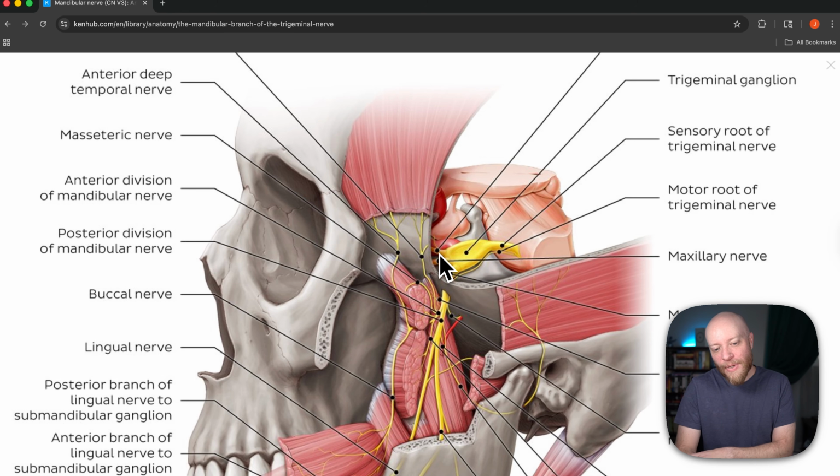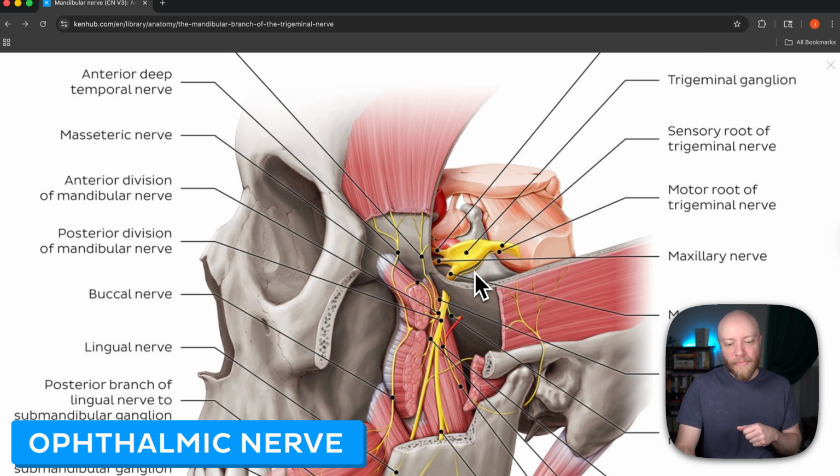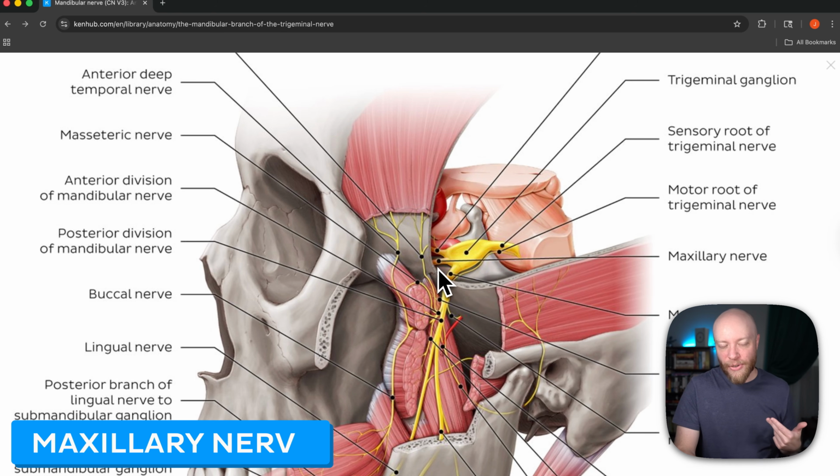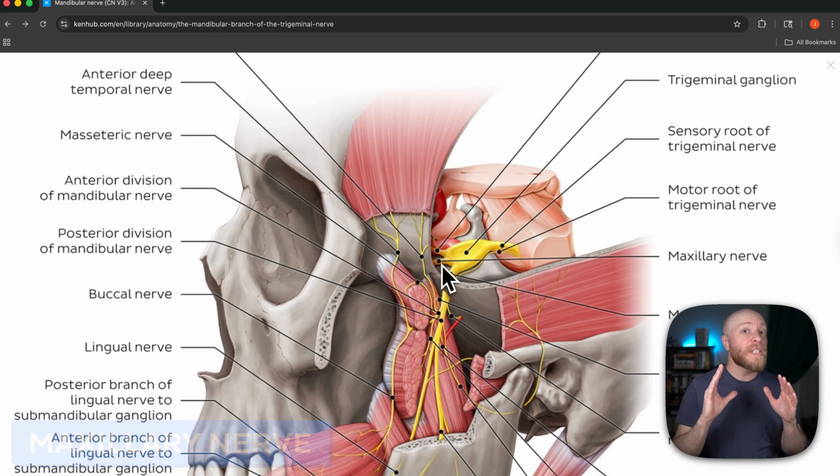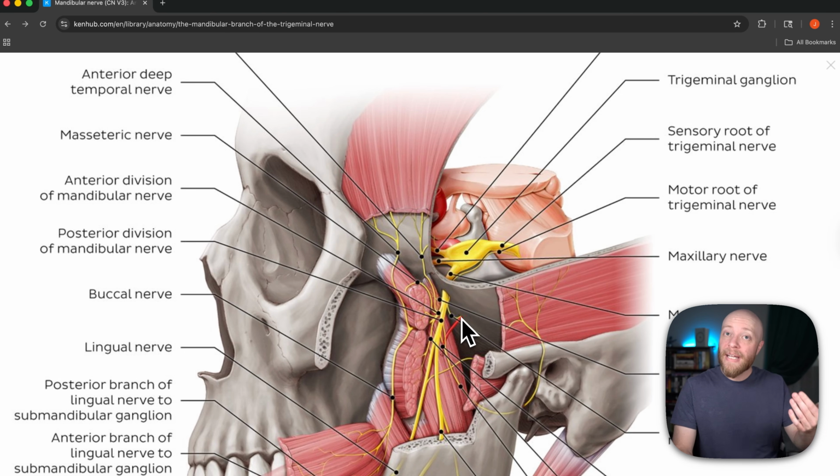But then if you look through here, you're also going to see two additional offshoots. This one right here, it's kind of small, is called the ophthalmic nerve. And then this one right here is the maxillary nerve. And both of these are purely sensory nerves. So that's a lot, right? There's a lot of sensory information coming through here. And then we're going to see there's also sensory information coming through the mandibular nerve.